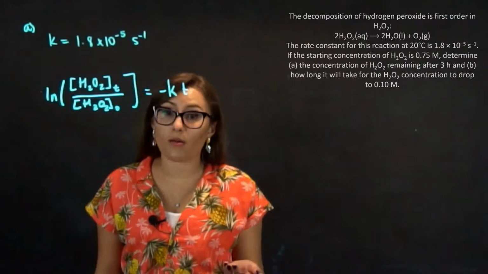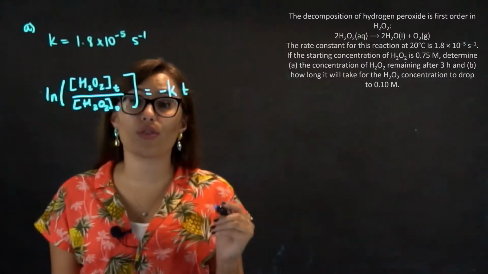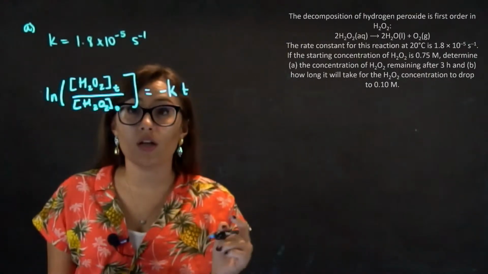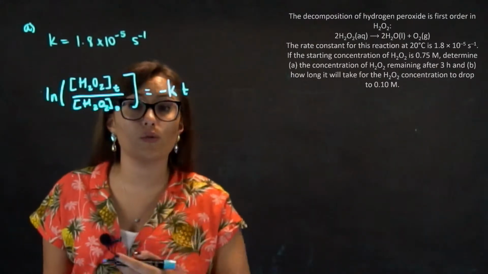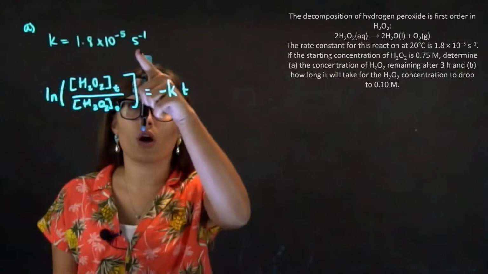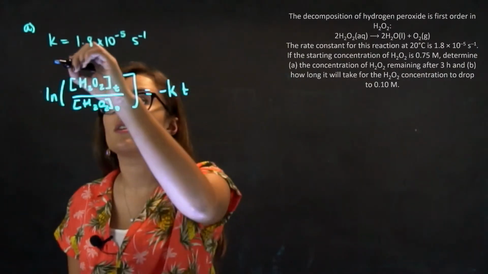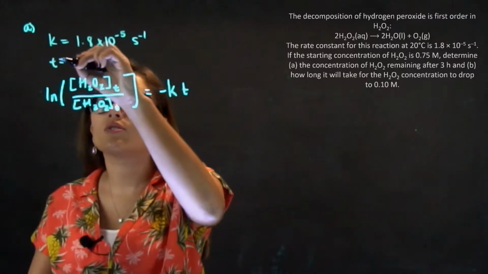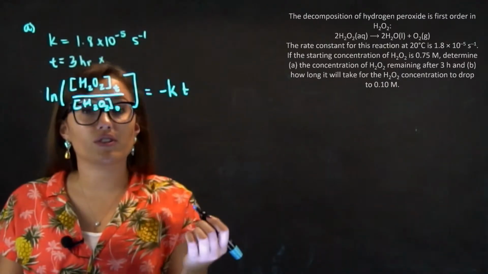So when approaching this problem, we are looking for the concentration of hydrogen peroxide after 3 hours has elapsed. But in order to use this expression, we also need to make sure our units are all the same. So our rate constant is in per second, so our time also has to be in seconds. So our time is equal to 3 hours. So we have to convert this to seconds.